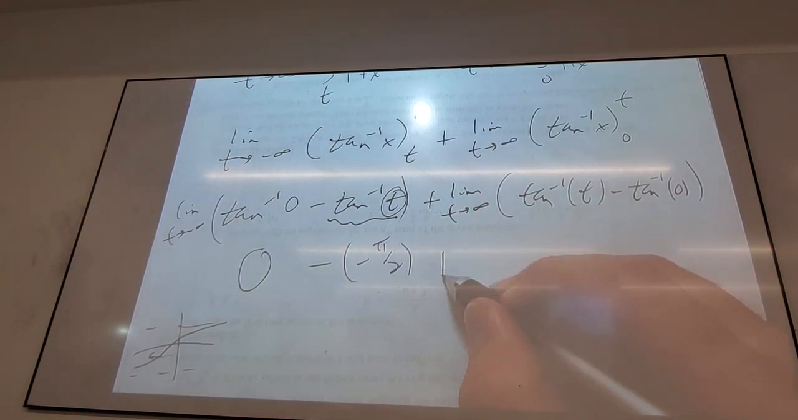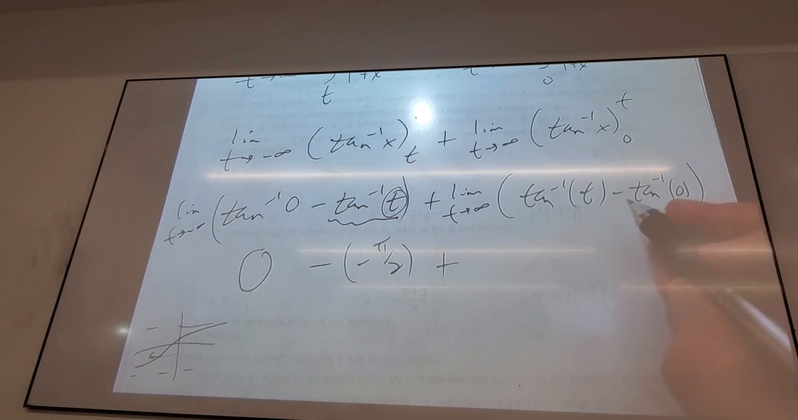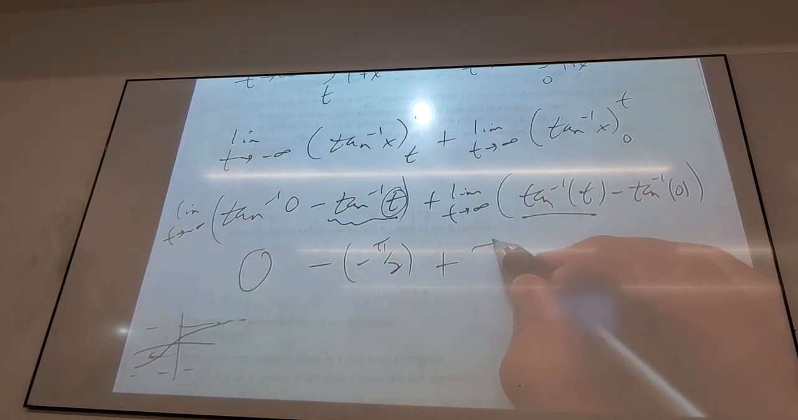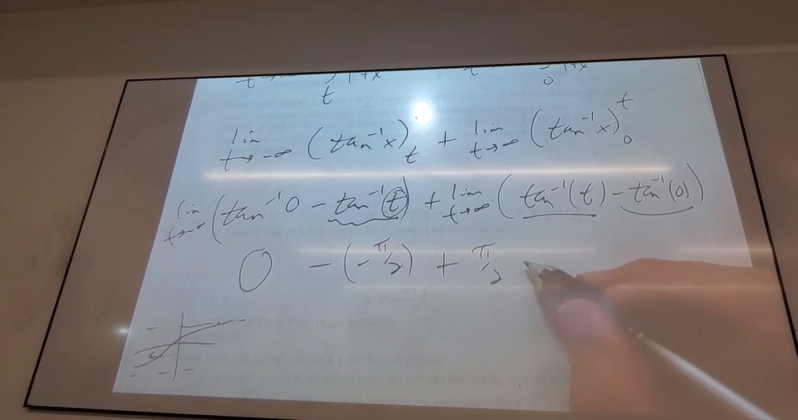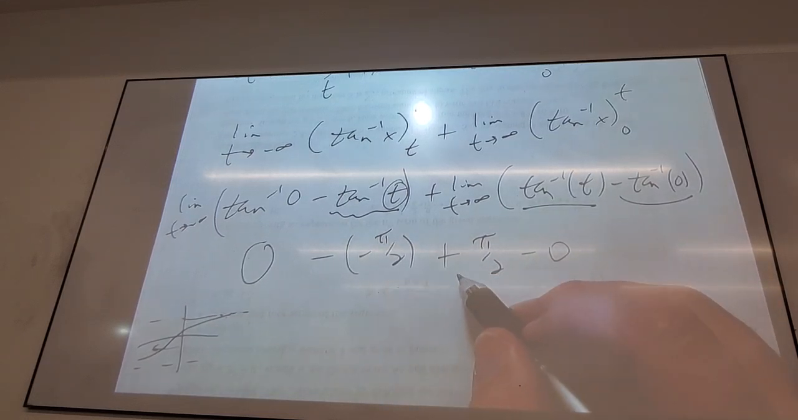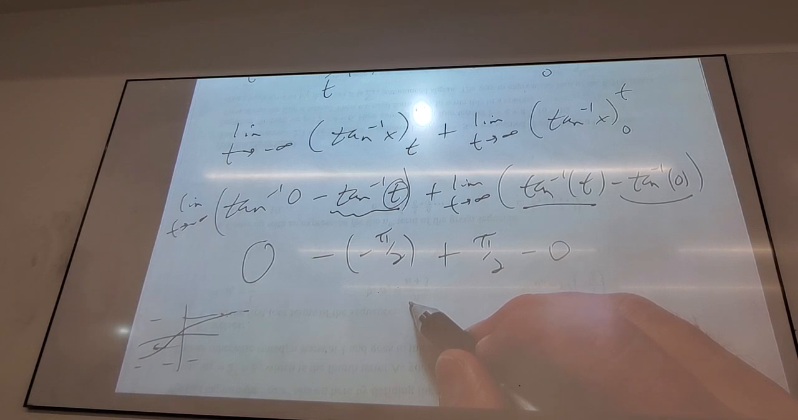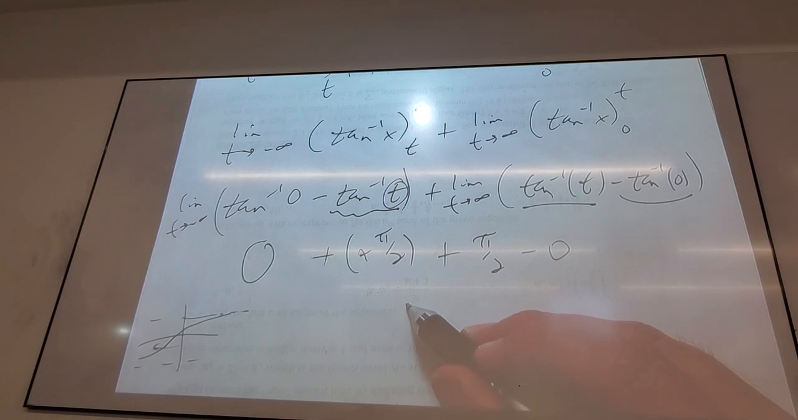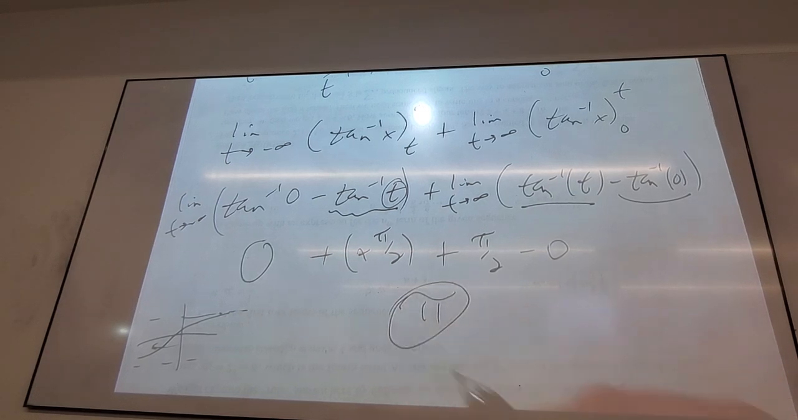Negative pi over 2, good. Plus, as I go to infinity, what do my outputs go to? Pi over 2. And of course, we already did that one. So what's negative pi over 2 plus pi over 2? Pi over... what's half a pi plus half a pi? Full pi! Okay.